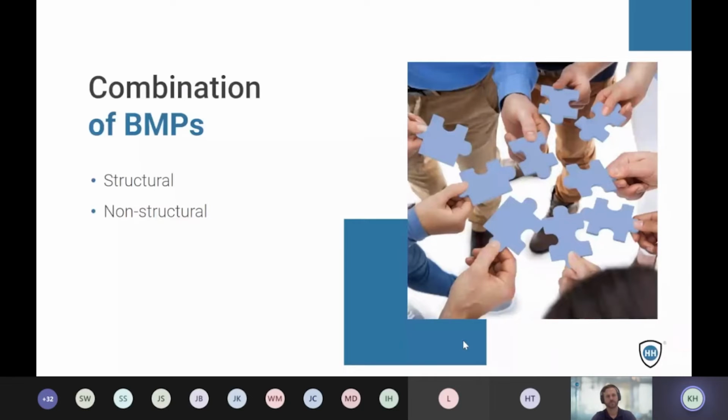Non-structural BMPs are things that are more mobile in nature. So this could be having the spill response supplies ready, having a spill kit that's mobile and ready to go, having your procedures and policies in place, conducting training so that employees know what to do when they do have a spill, or they know how to handle things so that they aren't having a spill in the first place.